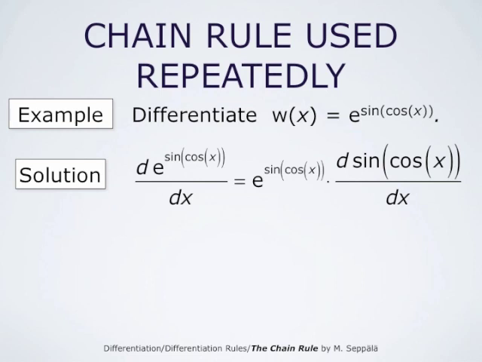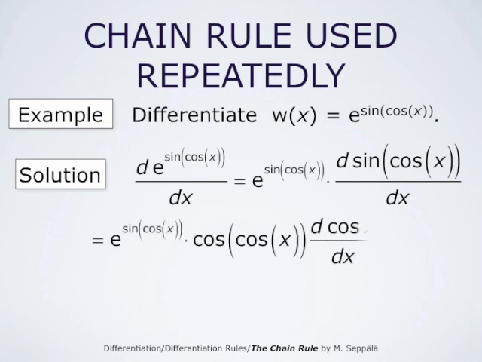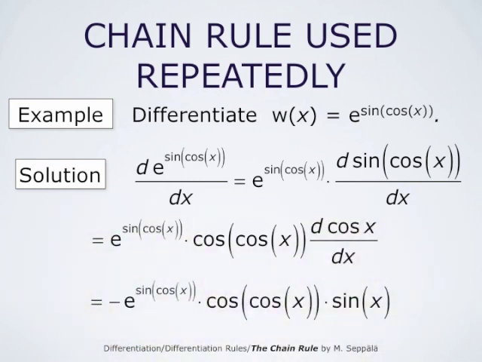The derivative of sine is cosine. Therefore, by using the chain rule again here, we get that the derivative of this function w is e to the sine of cosine of x times cosine of cosine of x times the derivative of cosine. The derivative of cosine is negative sine, therefore we get that the derivative of the function w is minus e to the sine of cosine of x times cosine of cosine of x times sine of x.